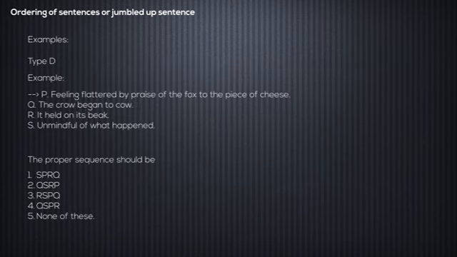Type D. P. Feeling flattered by praise of the fox, the piece of cheese. Q. The crow began to caw. R. It held on its beak. S. Unmindful of what happened.